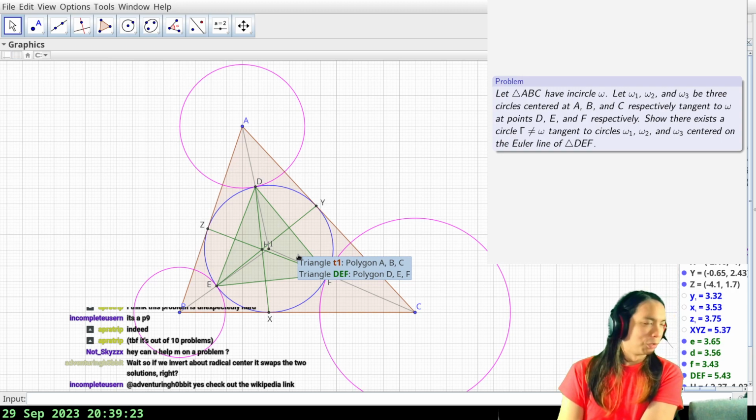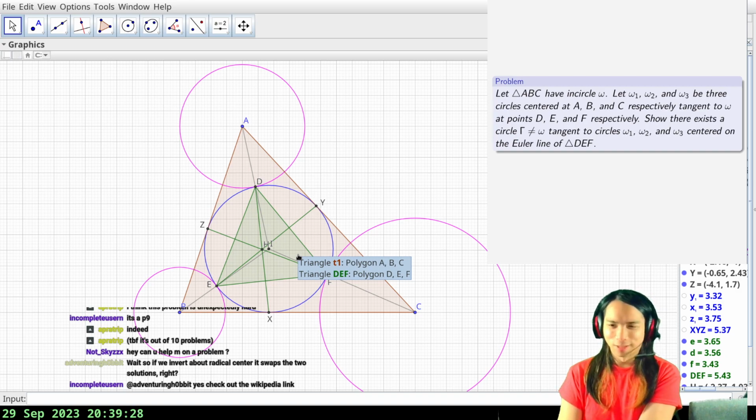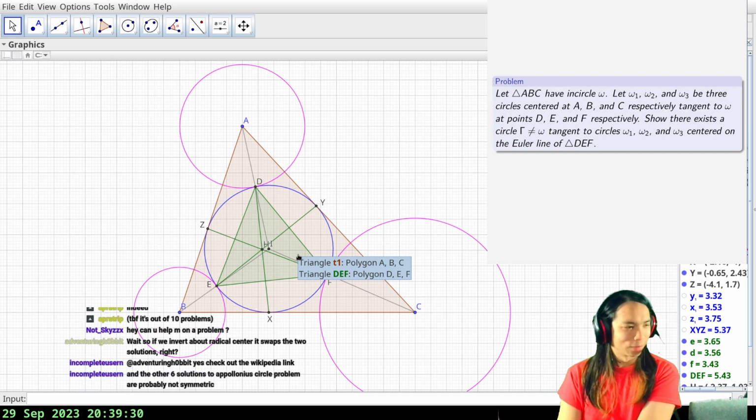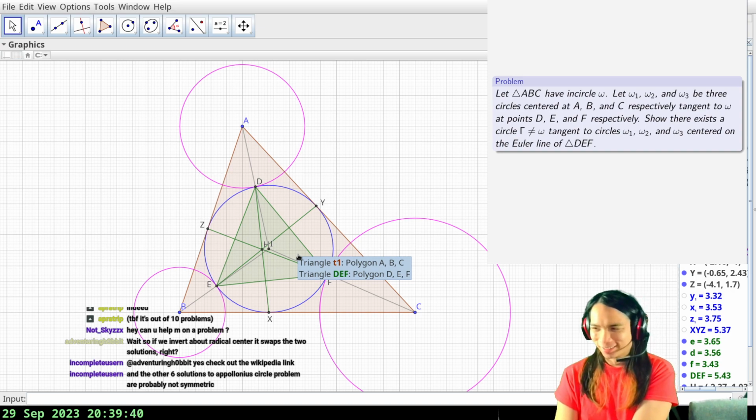Can you help me on a problem? You can post the problem. I may or may not solve it right away. Feel free to post the problem. We might have seen it before.